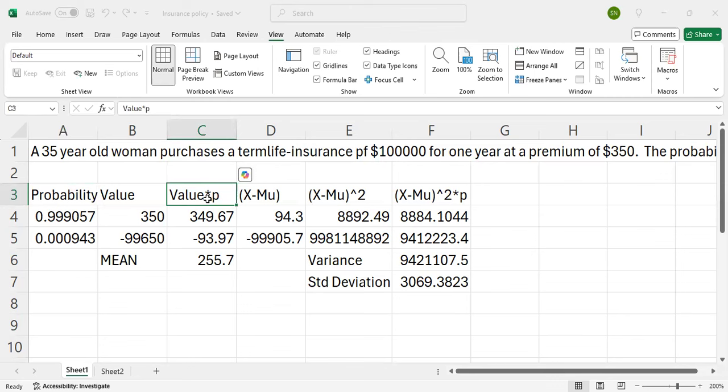The value can be called X. Okay, so this value can be called X. So you can write value or X. Okay, this is X. And this third column is value times the corresponding probability.